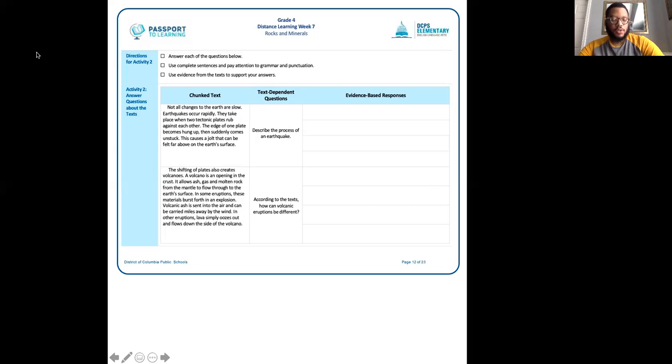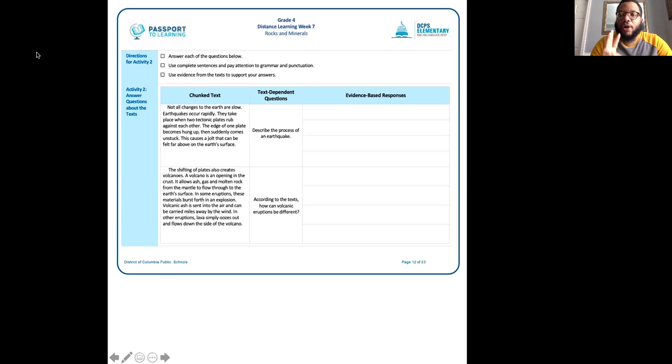All right, our first question says, describe the process of an earthquake. So let's see what evidence we can use from this chunk text to answer this question. The chunk text says, not all changes to the earth are slow. Earthquakes occur rapidly. They take place when two tectonic plates rub against each other. The edge of one plate becomes hung up, then suddenly comes unstuck. This causes a jolt that can be felt far above on the Earth's surface.